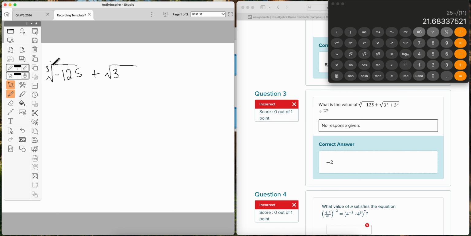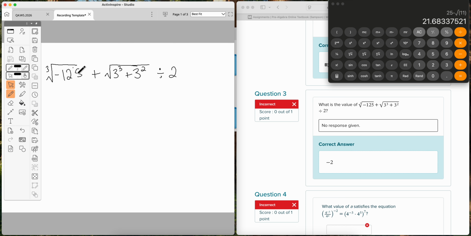The first one with the 3 is a cube root. Exponent of 3 is cube. But this radical doesn't have a number, so you assume it's a 2 there, and this is a square root because exponent of 2 is square. And so these things mean different things even though they look very similar. And then it's all divided by 2.